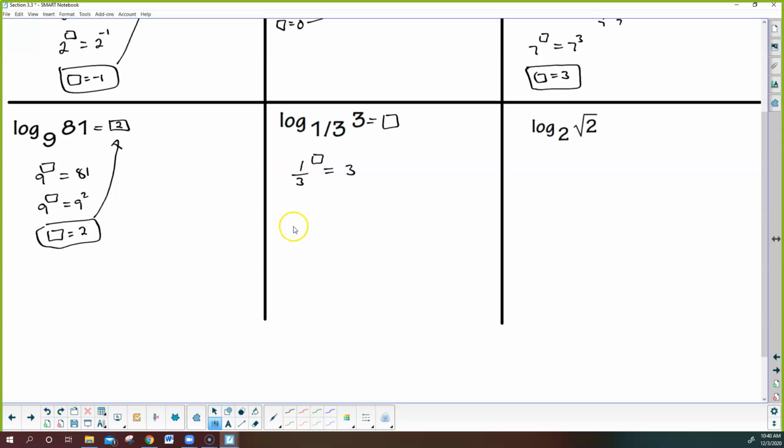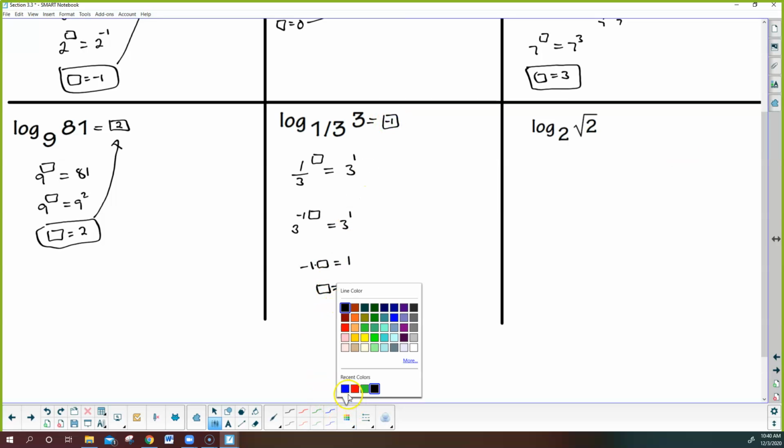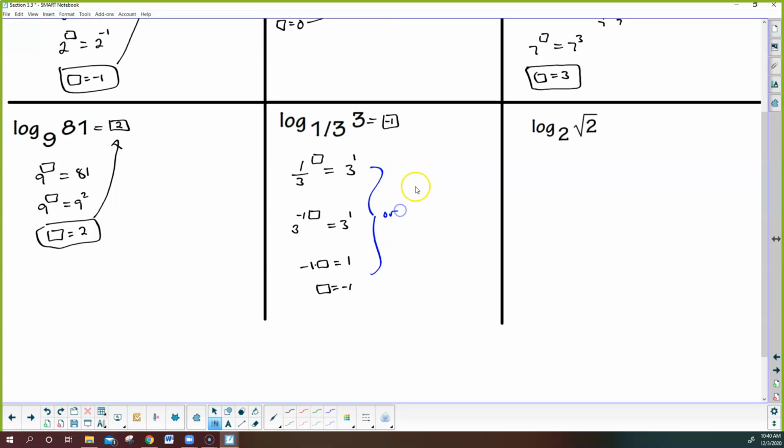Let me show you one way. What if I take the 1/3 and I rewrite it as this? Because right now there's technically a 1 here, right? So if I change the 1/3 to a base 3, that means there had to be a negative in the exponent. And now I have the same bases, so that means -1 times something gave me 1. Well, if I solve for the box, the only way that would work is if this was -1. So that's one way to do it. Okay?